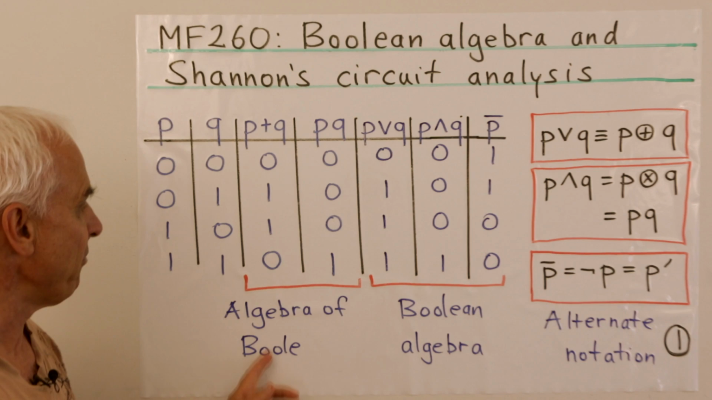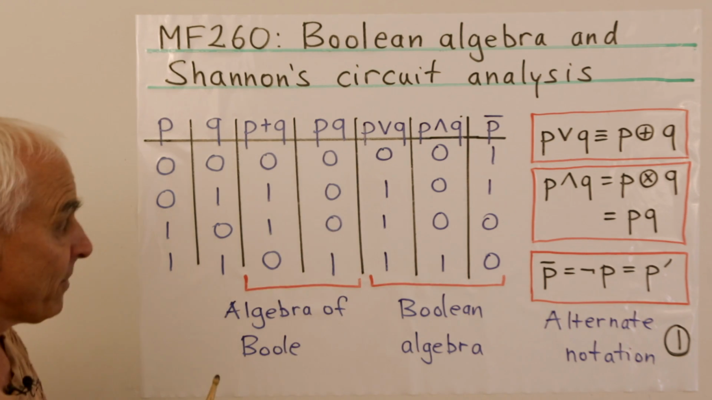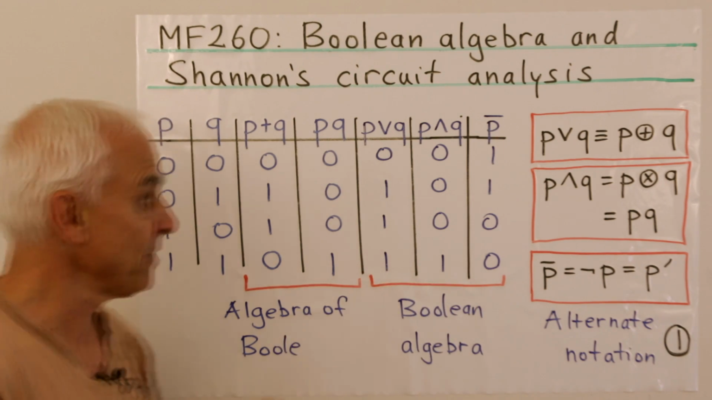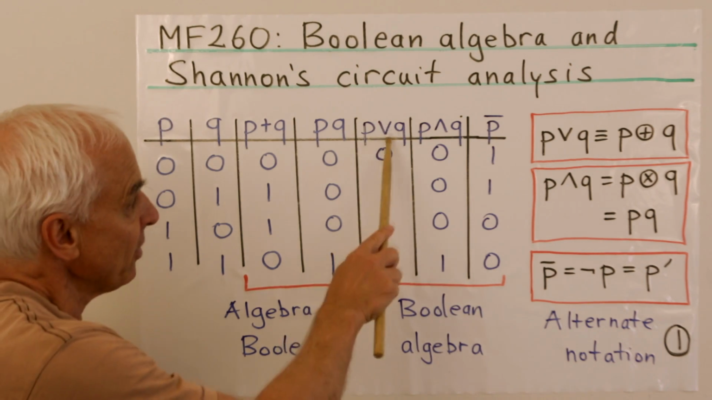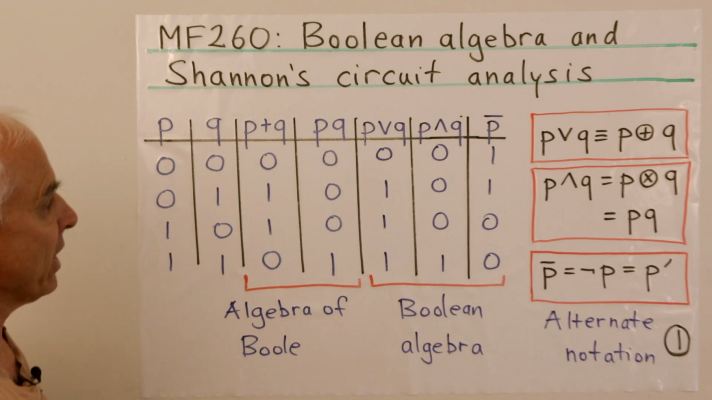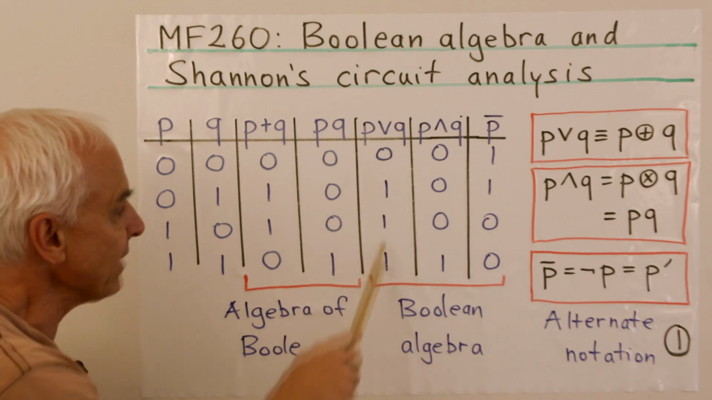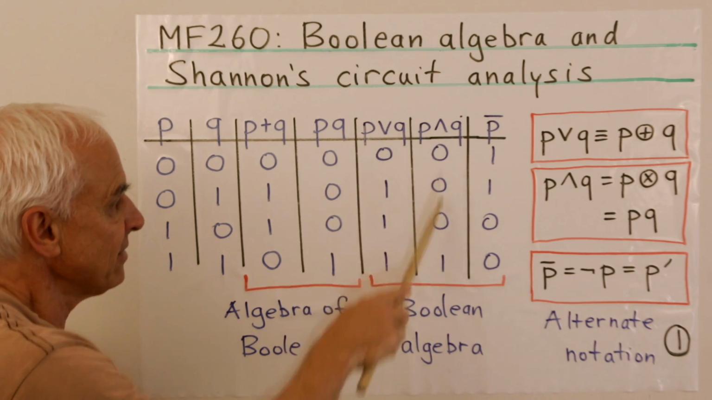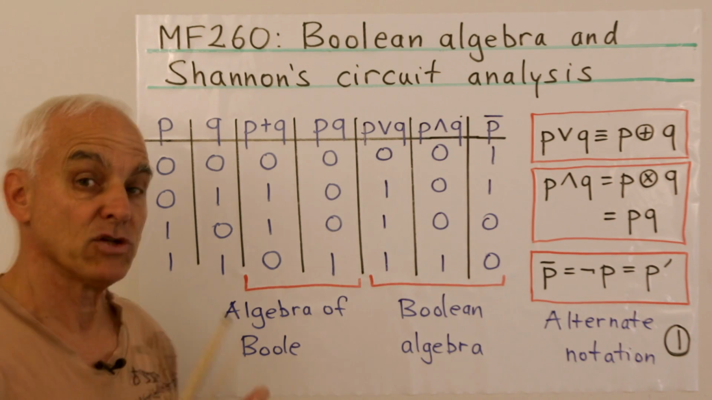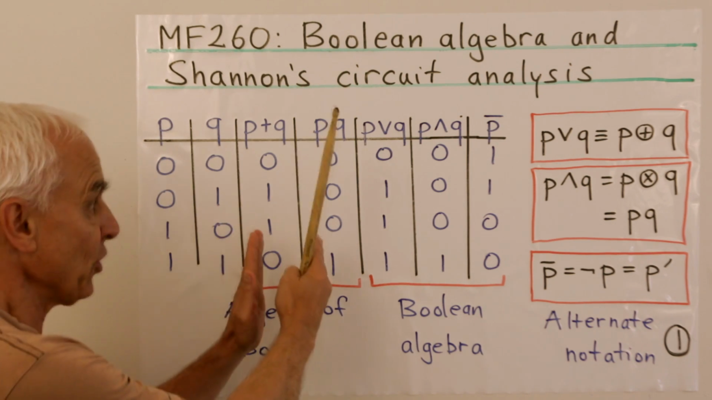So with the algebra of Boole, we have these operations of addition and multiplication mod 2. And with the Boolean algebra, we have three operations. We have the V here, and the wedge, and the bar. Okay, so in terms of gates, this is the OR gate, and this is the AND gate, and this is the NOT operation.